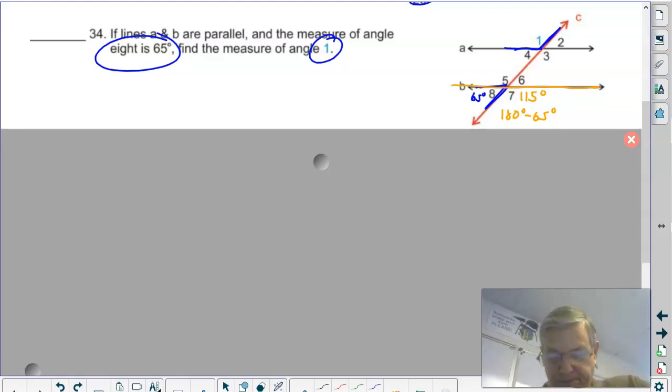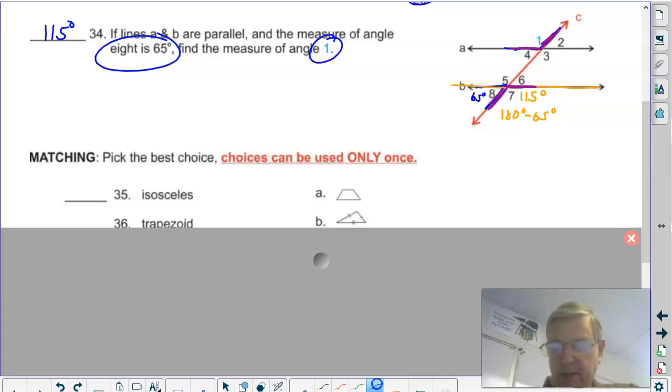I hope you do. Now, notice how 7 and 1 are alternate exterior angles, and therefore they're congruent. So 1 must be 115 degrees, right? 65, 75, 80, yes, 115 degrees. That's the way of thinking through those. That's about as hard as I can get it.